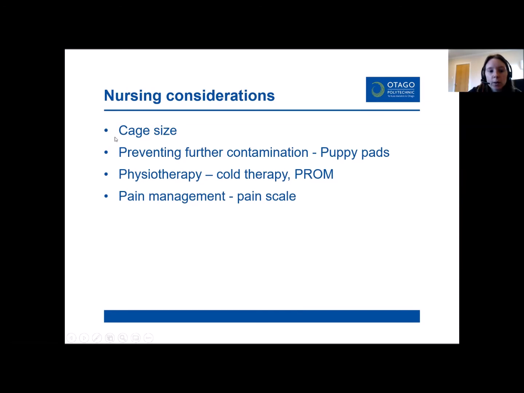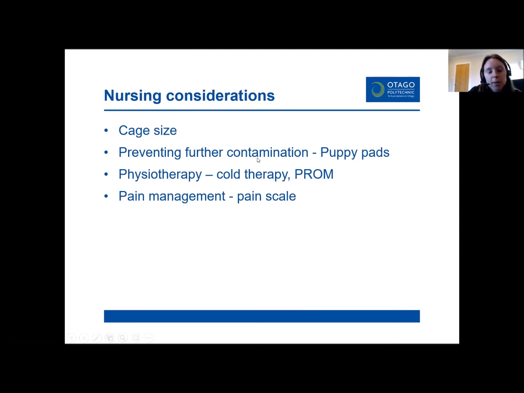The first one to consider is cage size. We want a cage that is going to prevent Hunter from being able to walk around and put pressure and weight onto his wound. A suitable cage size may be one that only allows him to sit in sternal recumbency, not one that he's able to walk around and move too much. We want to encourage rest.